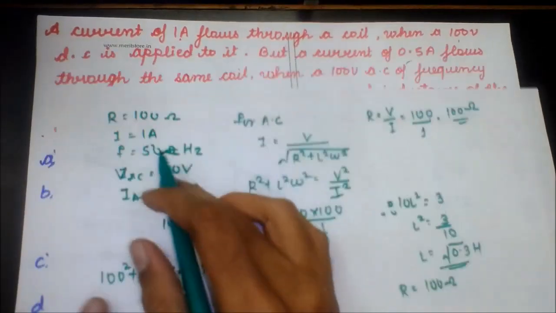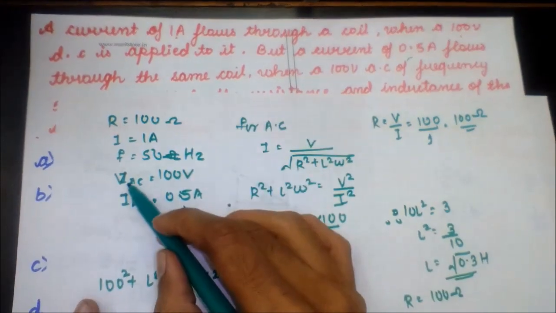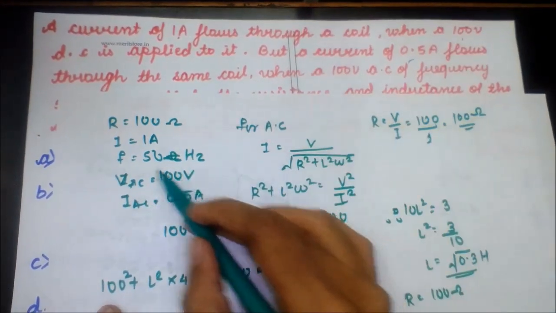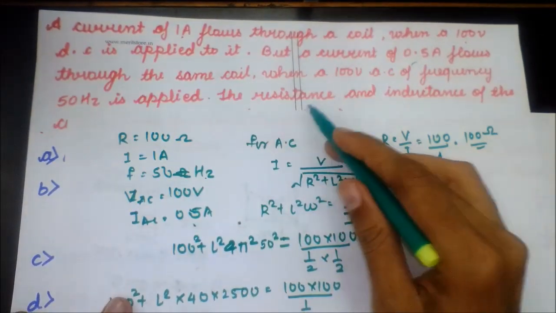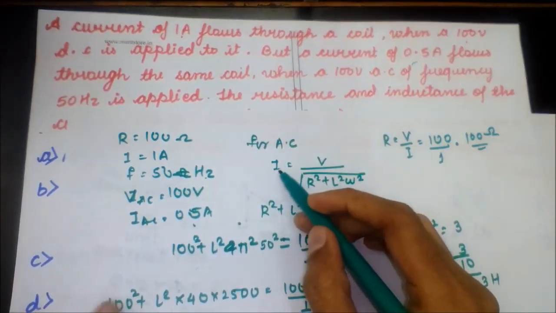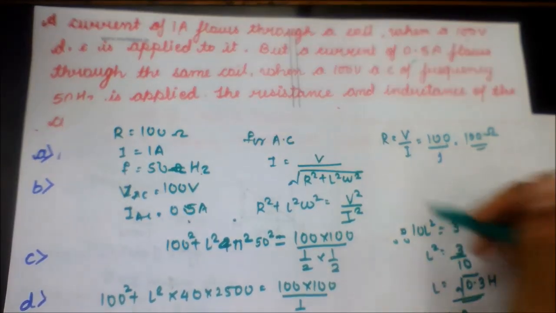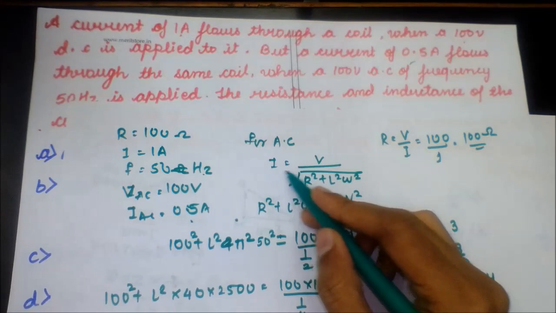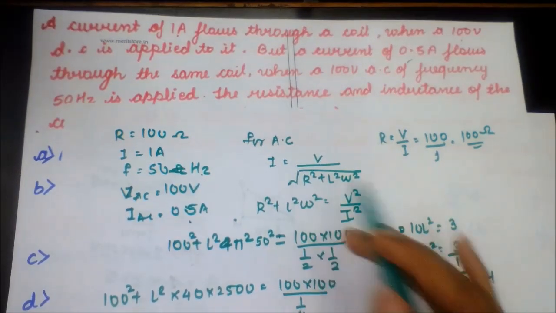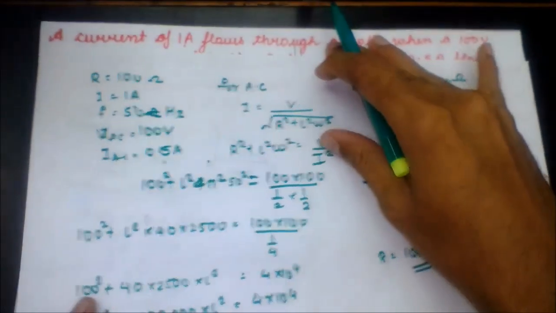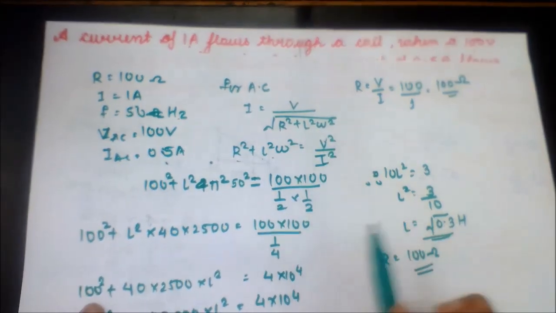Next is the current which they have given in the AC, that is 0.5 amps. The voltage given in AC is 100 volts, the frequency is 50 hertz, and we are going to find the inductance, where the resistance came out to be 100 ohms. Now we have the relation I equals V upon under root R square plus L square omega square. Squaring both sides, we get R square plus L square omega square equals V square upon I square.